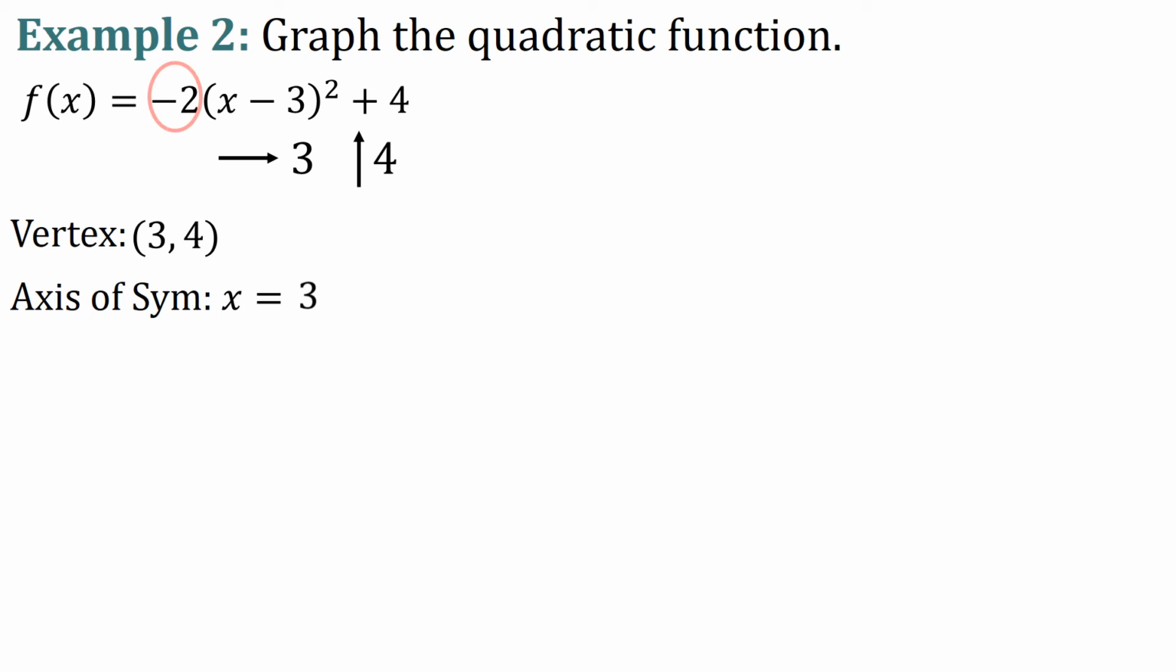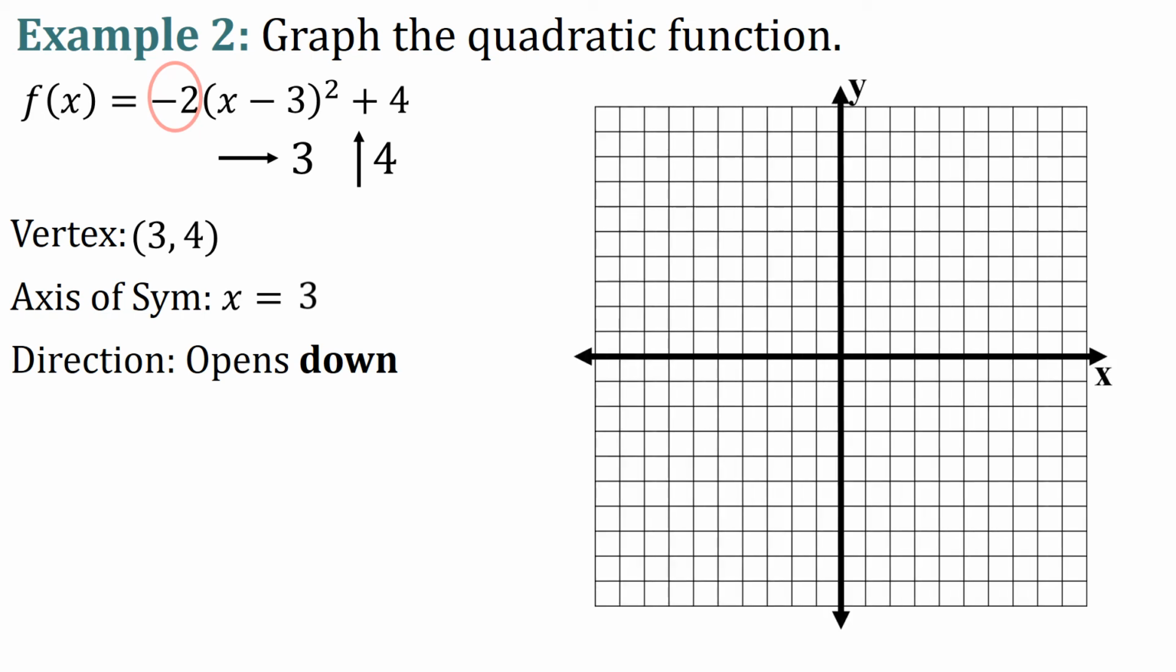And then we have to look at this -2. Because it's negative, we know that our parabola is going to open down. Therefore, our vertex should be a maximum whenever we finish graphing. Now this time, let's go ahead and graph our vertex. Forgot about that. Sorry. So we're going to go right 3, up 4. And then we see our axis of symmetry.